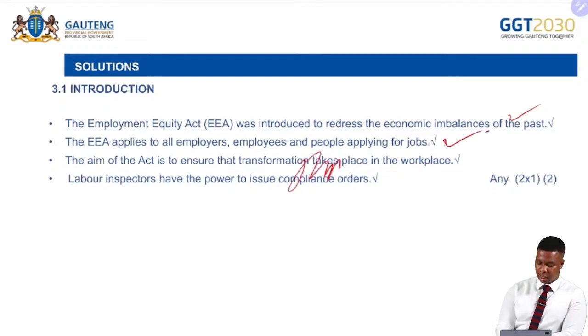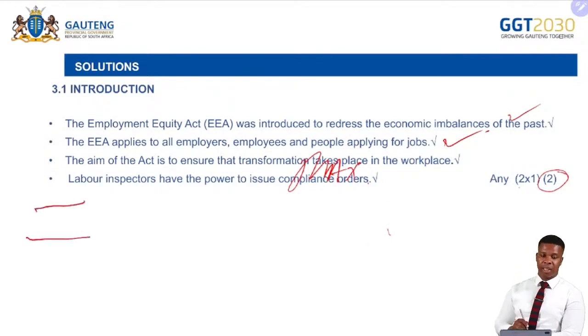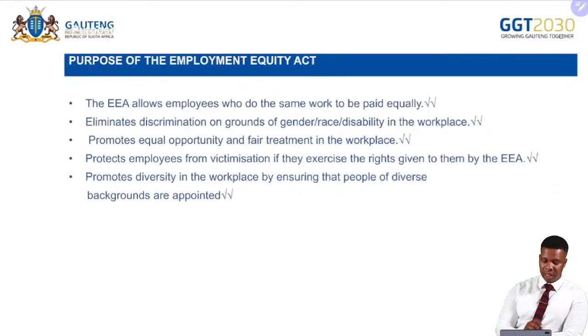And this would be considered to be maximum because you have already received your 2 for the introduction. Thereafter, in your paper, you would have to skip a line and go to the first subheading. What is your first subheading? It is the purpose of the Employment Equity Act. What is the purpose of the Employment Equity Act?